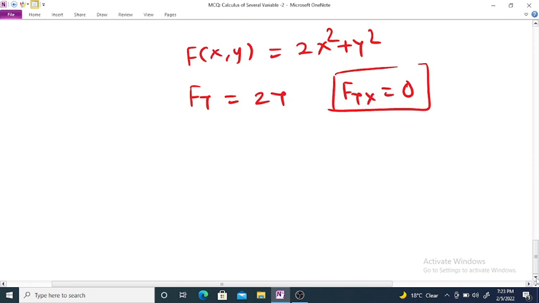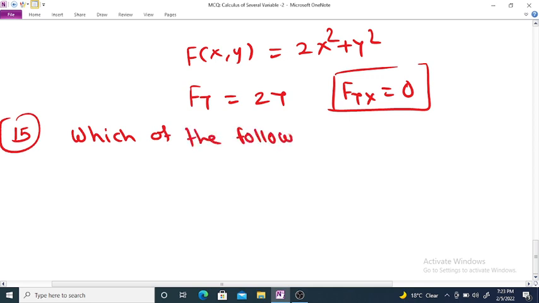Now next, which one of the following is not bounded region? Question number 15. Which of the following is not a bounded region?